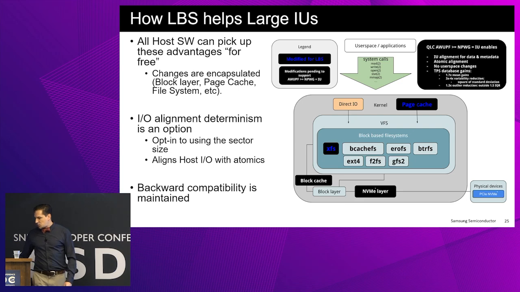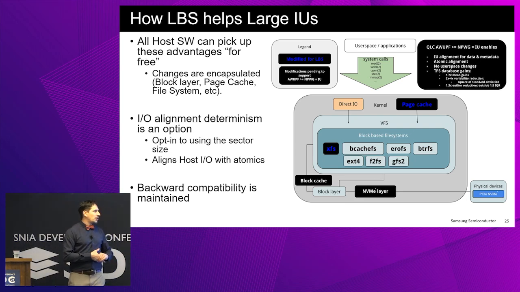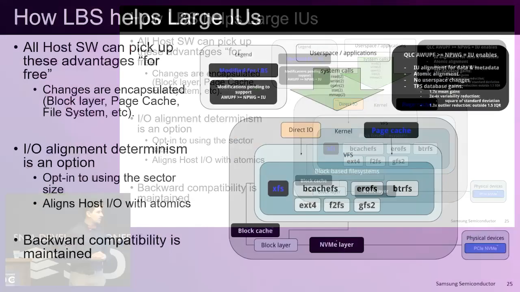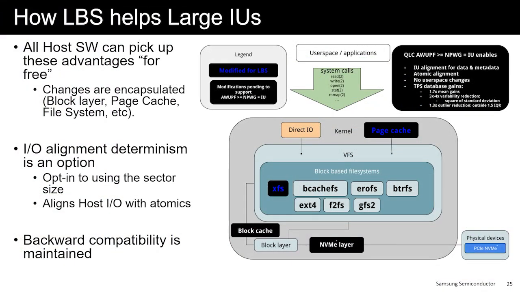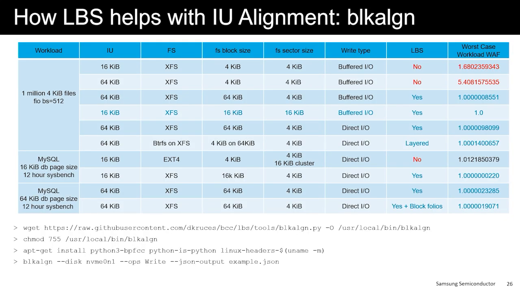Their changes are shown here in black. They've encapsulated all their changes, right? So it's one of those things where you don't necessarily need to do the work to get the advantages of this. And the one thing that you might do is the IO alignment determinism option in order to help the host IOs further align with the atomics. But they've propagated these changes, and they have them expected in the next version of Linux.